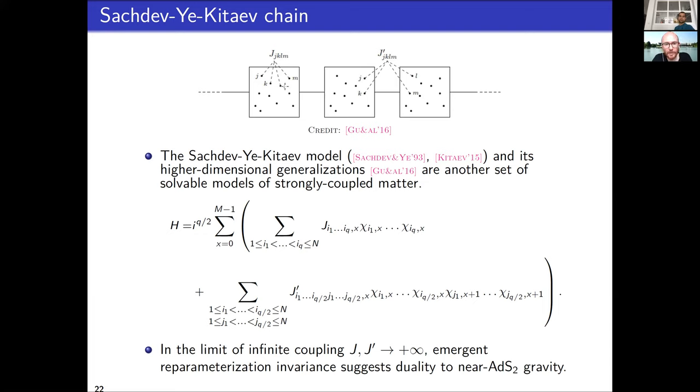However, it was soon worked out after the Kitaev talks that you could do a higher dimensional generalization by putting several of these dots on a line and then allowing couplings between these dots. So this is some kind of hopping term between each dot. There's a J and there's a J prime. The J is the self-interaction at each site, and J prime is some kind of hopping term from one site to the next. This is called the SYK chain, because this is going to be one dimensional. And we expect that energy diffuses as well at long distances in this kind of model. Now, also what was noticed is that in the limit of infinite coupling, J and J prime, there's an emergent reparametrization invariance that suggests a duality to near-AdS2 gravity.